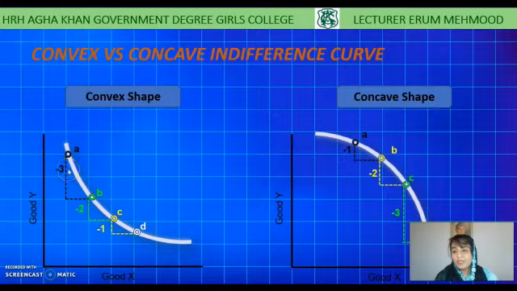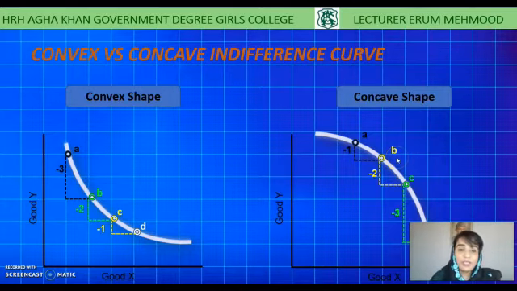In the convex shape, movement from point A to point B shows that the consumer gives up 3 units of good Y in order to get 1 additional unit of good X, and movement from point B to point C shows that he is ready to give up 2 units of good Y to get an additional unit of good X, and similarly from point C to D, he gives up 1 unit of good Y to get 1 additional unit of good X. So this pattern shows that in order to get 1 additional unit of good X, the consumption of good Y decreases.